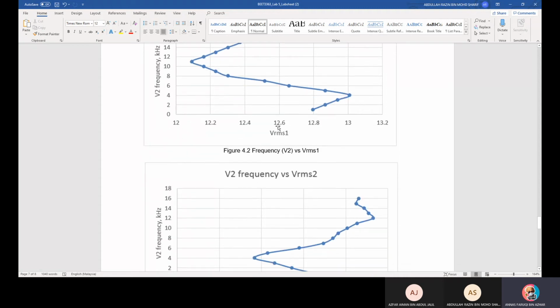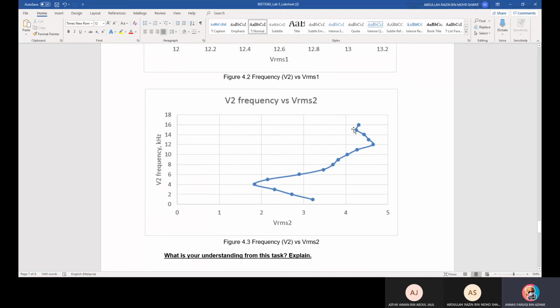At this graph, you can see it starts at 3.84, then 3.2, then it decreased until 1.8, then it increased until 4.5, 4.6, then it decreased again until at 12, at 4.4 something. Then the last point is 4.3.